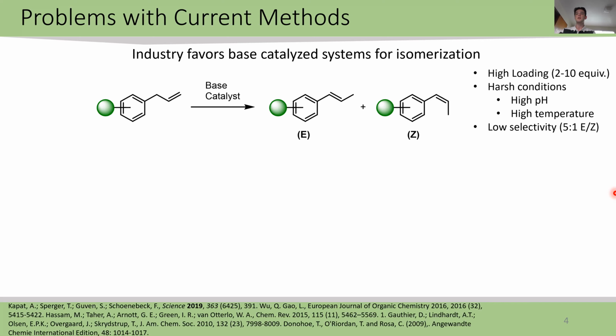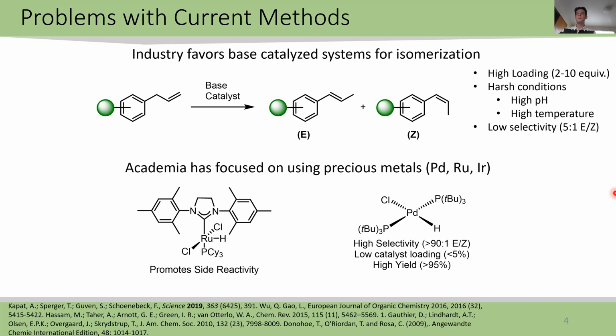And then the last thing that plagues these base catalyzed systems is the low selectivity. E to Z selectivity is only 5 to 1, which, if you're losing a fifth of your product on the million-ton scale, is extremely expensive and detrimental.